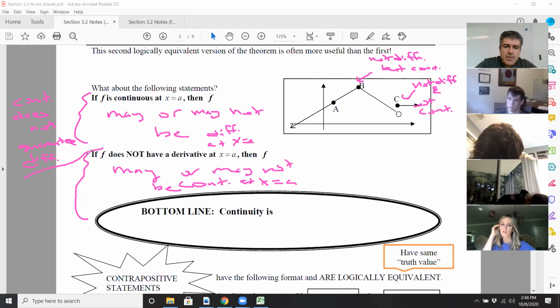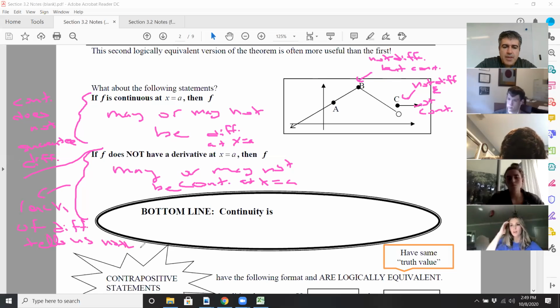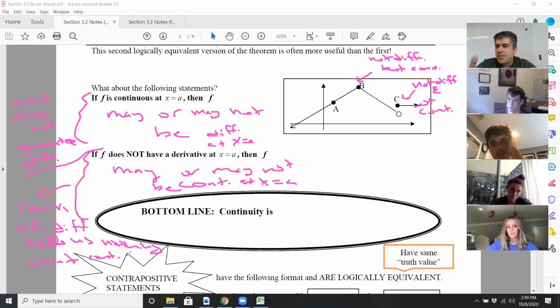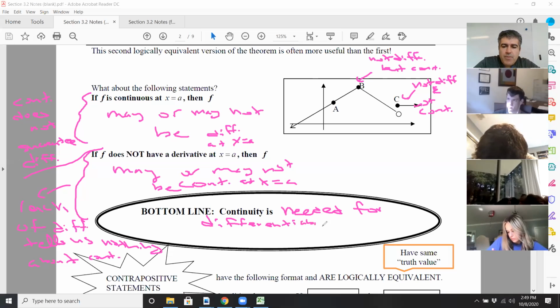So that's the other issue too, is that a lack of differentiability tells us nothing about continuity. Tells us nothing about it. So the bottom line is this: continuity is needed for differentiability. You definitely need to be continuous to be differentiable. Because if you're not continuous, you're not differentiable.